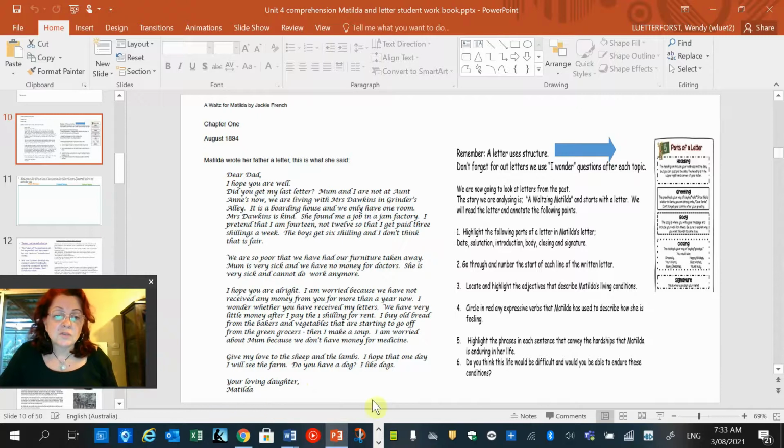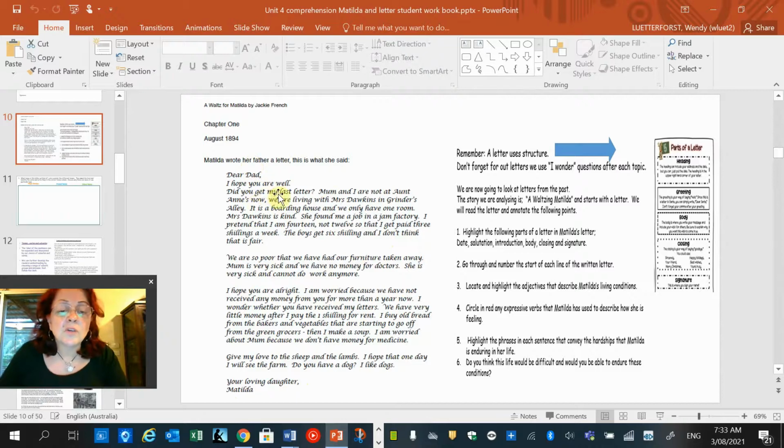So let's read through this letter. Just to start off, this is the first letter in the novel, and it's quite sad. So Matilda is writing this in August 1894. She's about 12 years of age, and she's writing it to her dad. We know nothing about her now, so this is going to give us an idea.